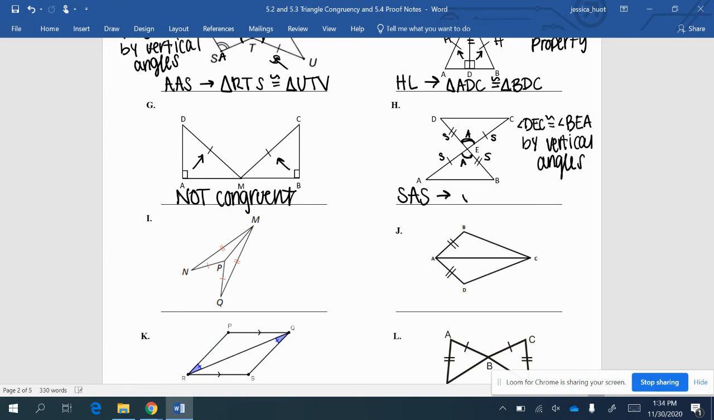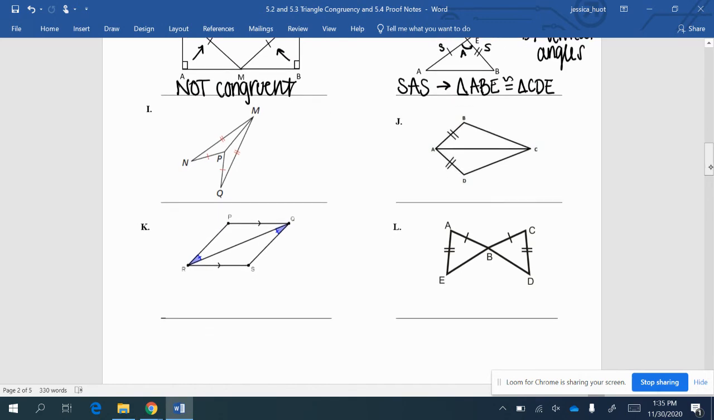To name the triangle, ABE is congruent to, let's do CED. No, I didn't do that right. I went A to B, which is along this long side right here that's not marked. So CDE. There we go.